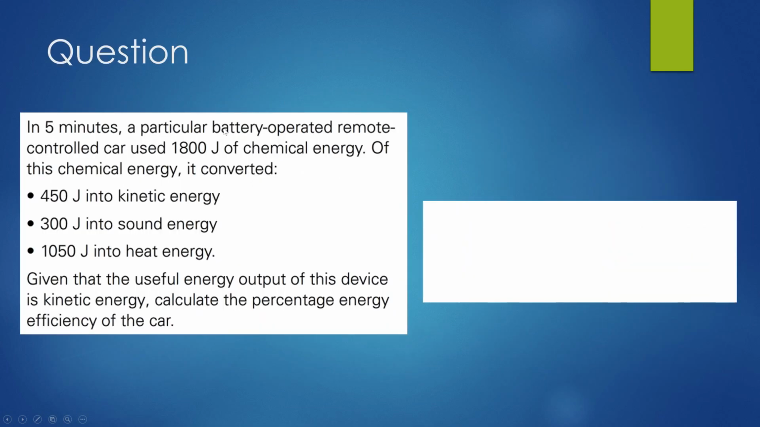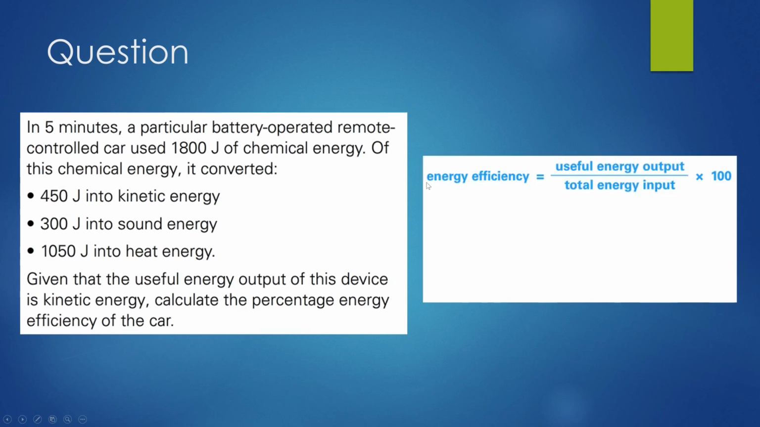In 5 minutes, a particular battery operated remote controlled car used 1800 joules of chemical energy. Out of that energy, 450 joules was kinetic, 300 joules became sound, 1050 joules became heat. So they add up to the input energy of 1800, those numbers there. The energy in a battery is actually chemical energy.